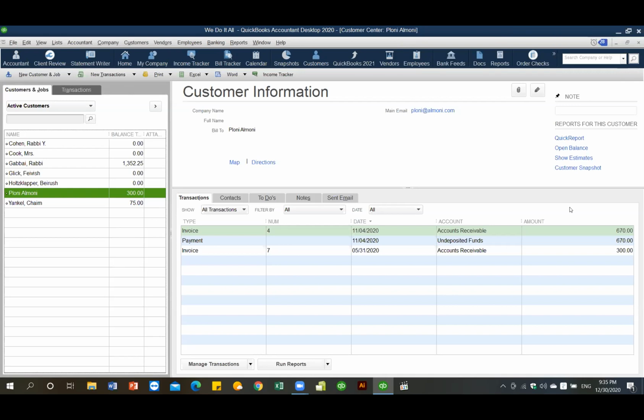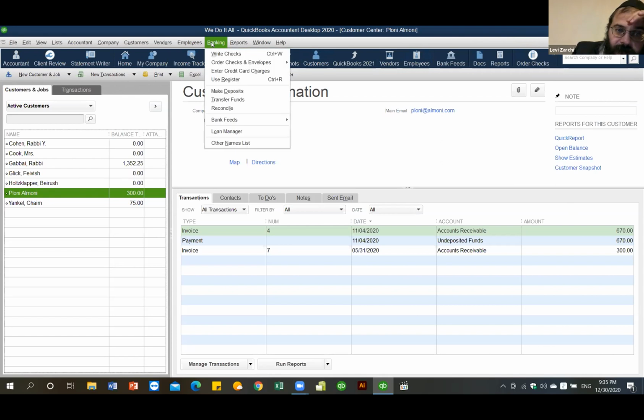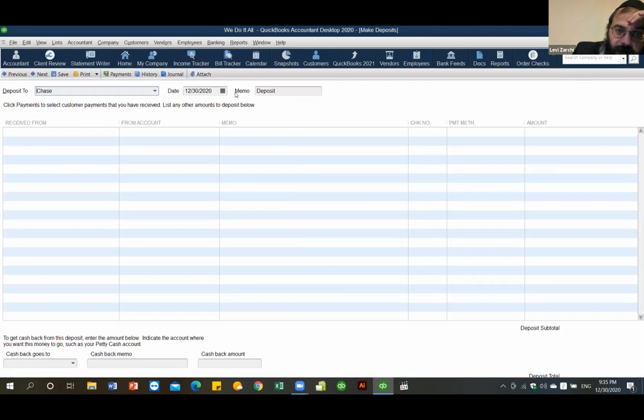So you never received this $1,000. I don't know why you said get it on deposit of 1,000. Okay, maybe you did, but you never applied it to this. So go back to Banking, Make Deposits. Nothing yet. Click X. What do you want me to do now? Close out the Make Deposits window.